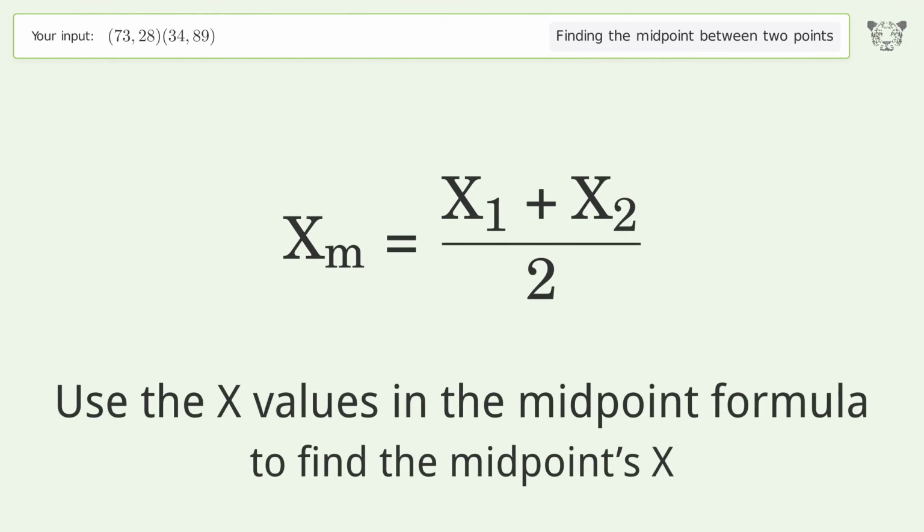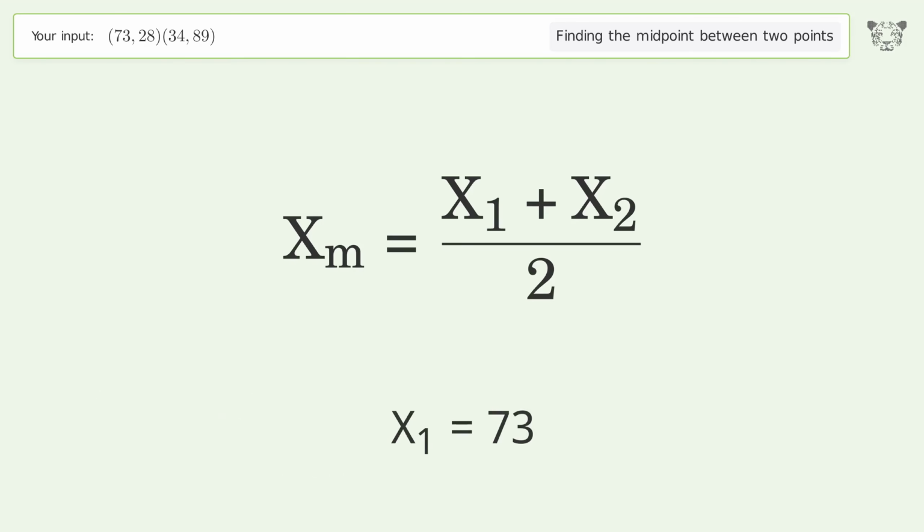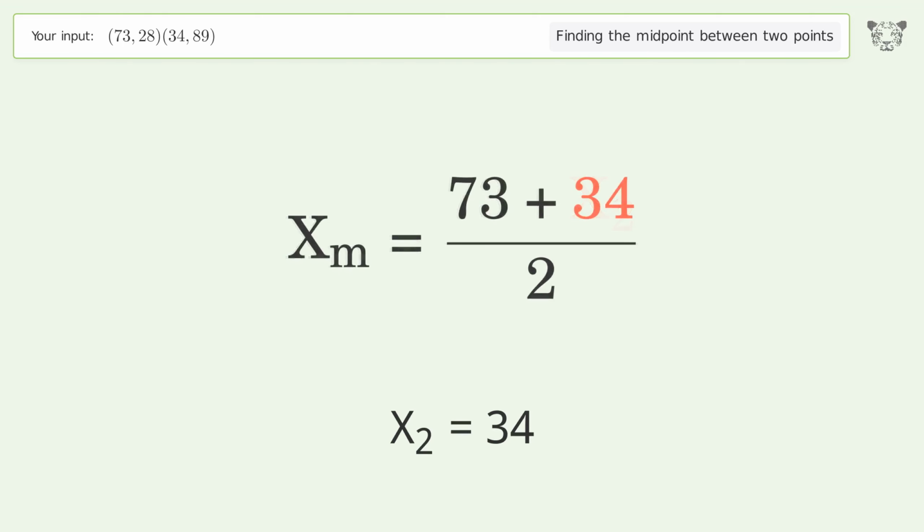Use the x values in the midpoint formula to find the midpoint's x. x1 equals 73. x2 equals 34. Simplify the arithmetic.